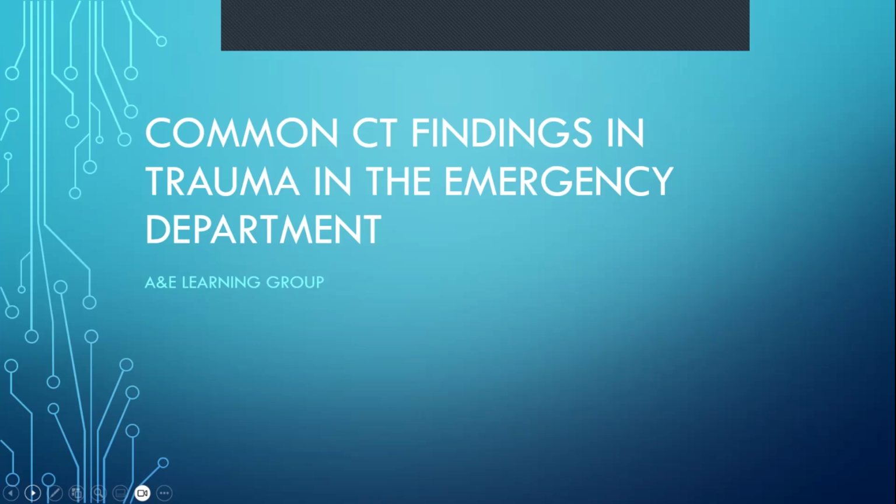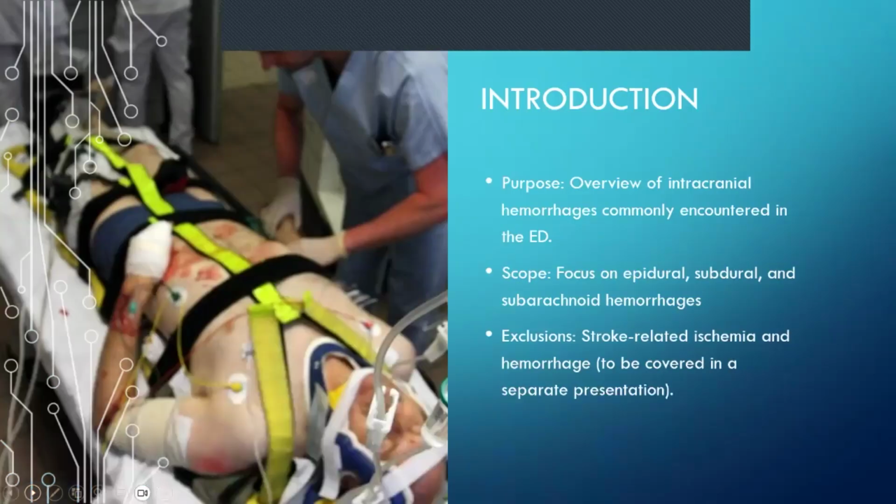So we're not going to concentrate on medical CTs. That I'll do in a separate section. I don't want to take up too much of your time on a weekday as well. So we're just going to talk about trauma specifically, what we find in trauma, and specifically CTs of the brain and of the head, which is what we need to look at. So the main thing is an overview of intracranial hemorrhages that we commonly encounter in the emergency department.